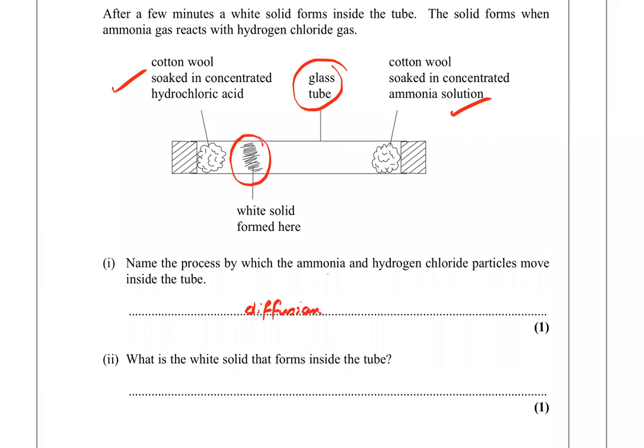What is the white solid that forms inside the tube؟ ما هو الكوتن وول soaked in hydrochloric بتطلع hydrogen chloride gas والكوتن وول الناحية التانية soaked in ammonia solution بتطلع ammonia gas والtwo gases diffuse, move randomly inside the tube until they meet and react to form white solid of ammonium chloride. يبقى هنا white solid that forms inside the tube is NH4Cl which is ammonium chloride.